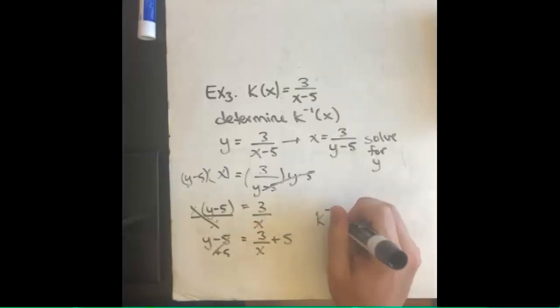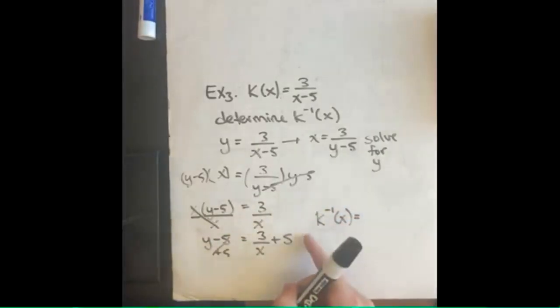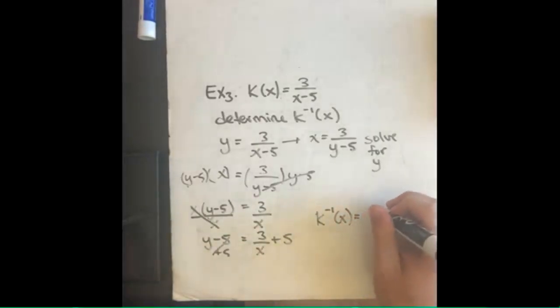So f to the -1 of x, that was our original variable, so we have to use f, is equal to 3 over x plus 5.